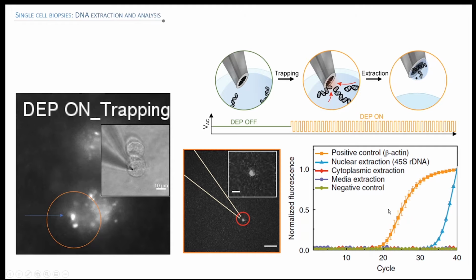Here you can see the extracted sample when subjected to a qPCR amplification of a target sequence in 45S ribosomal DNA using a pair of specific primers that confirm the presence of 45S ribosomal DNA sequence in the extracted volume.